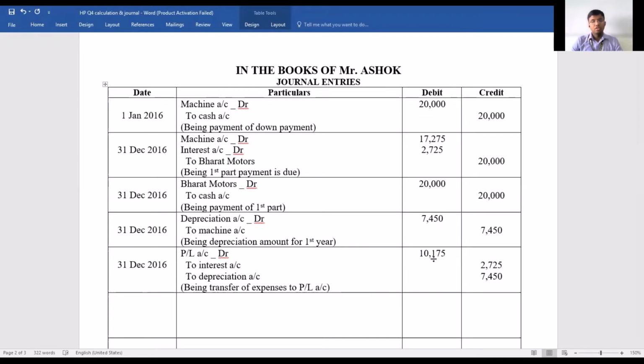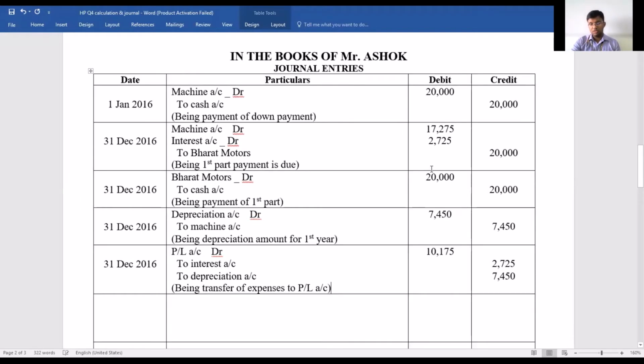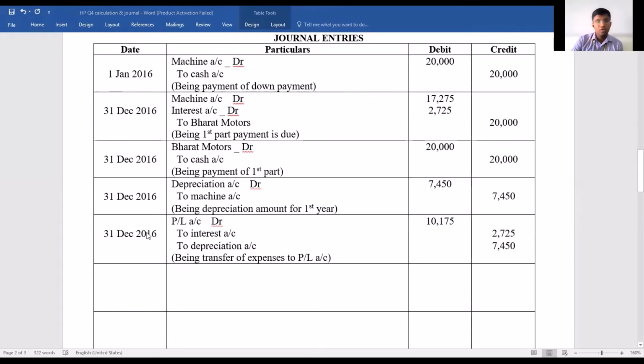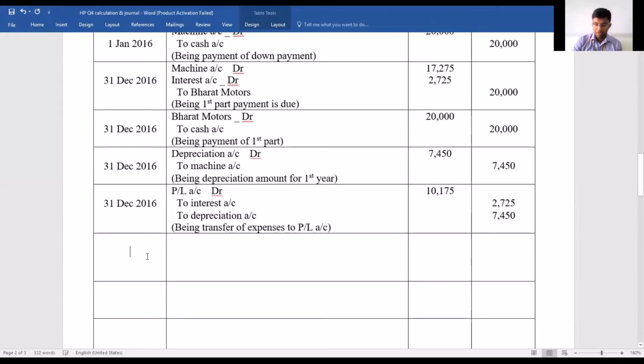Profit and loss. So with that, we have completed all the journal entries for the very first year, which is 2016. So first was for the payment of down payment. Second was first part payment becoming due. Third was payment of the first part payment. Next was depreciation. And finally, transferring all the expenses to profit and loss. Now, for the subsequent journal entries, please remember the next set of entries we will be passing on 31st December 2017.